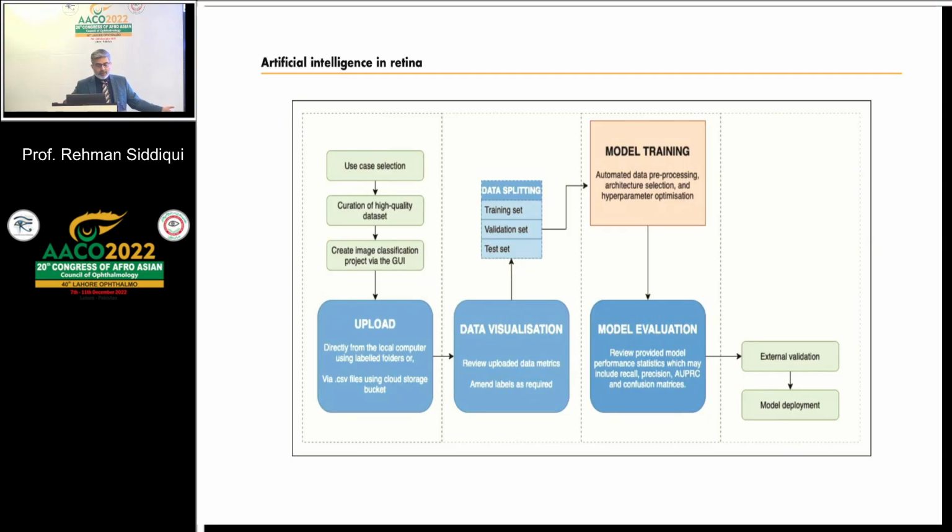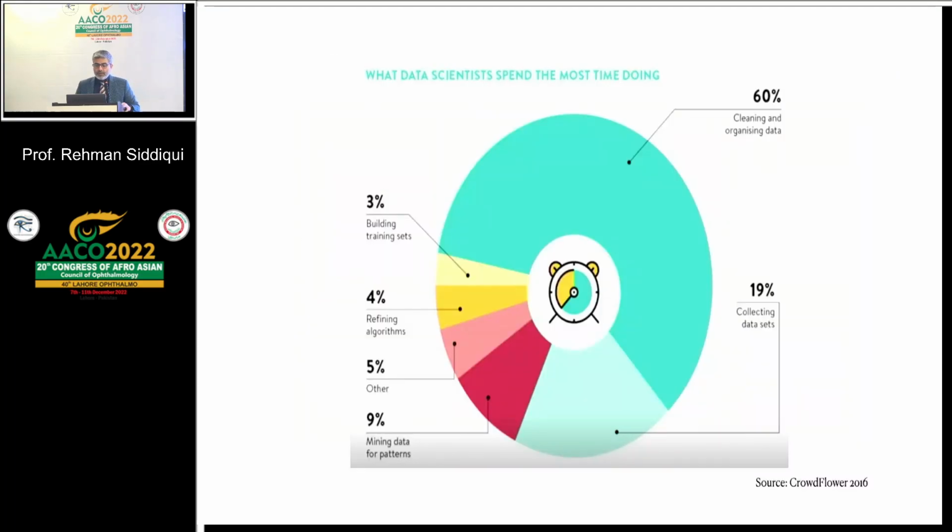Once you have this data, you split the data into training, validation, and test sets, and then you do model training. Then you get a model, and you take the model to the community and do external validation. If it shows good results and good generalizability, then you do model deployment. And this graph shows that the most time-consuming part of the project is data.